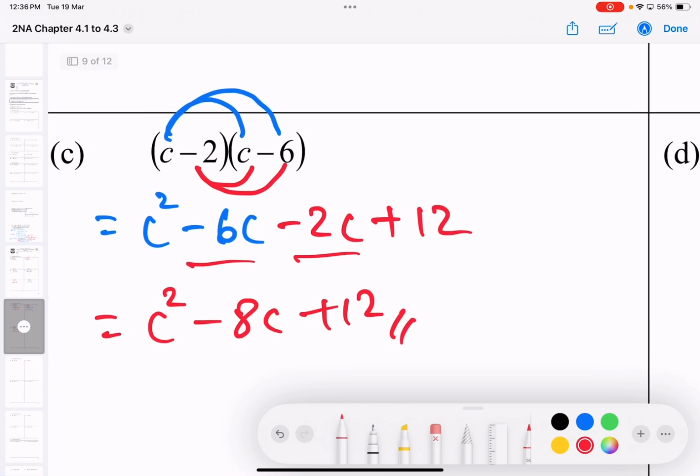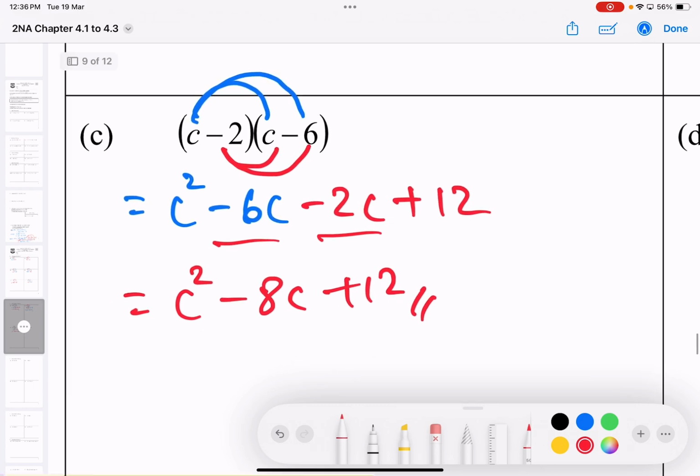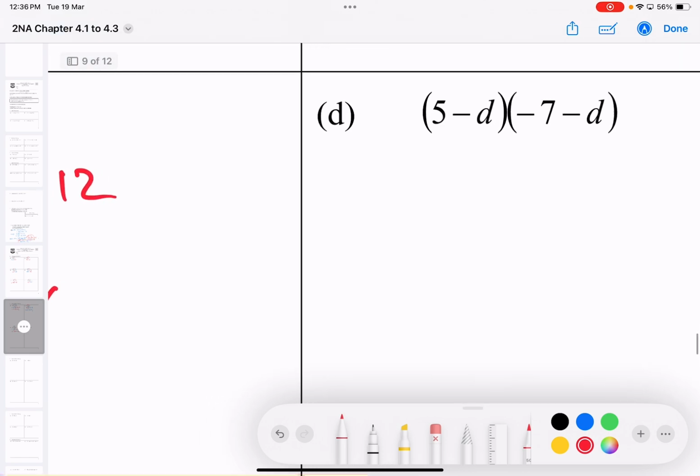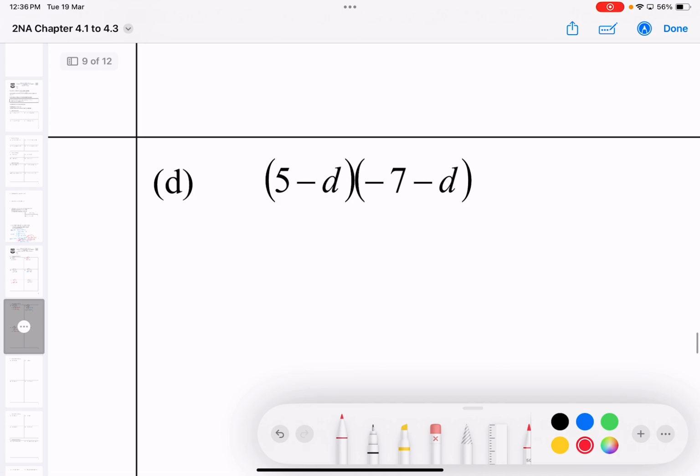Okay, I hope you are starting to get how to do this kind of question. It's not too difficult. Don't be scared off when you see two terms. You can do it. Okay, I do one more with you to see how simple this is.